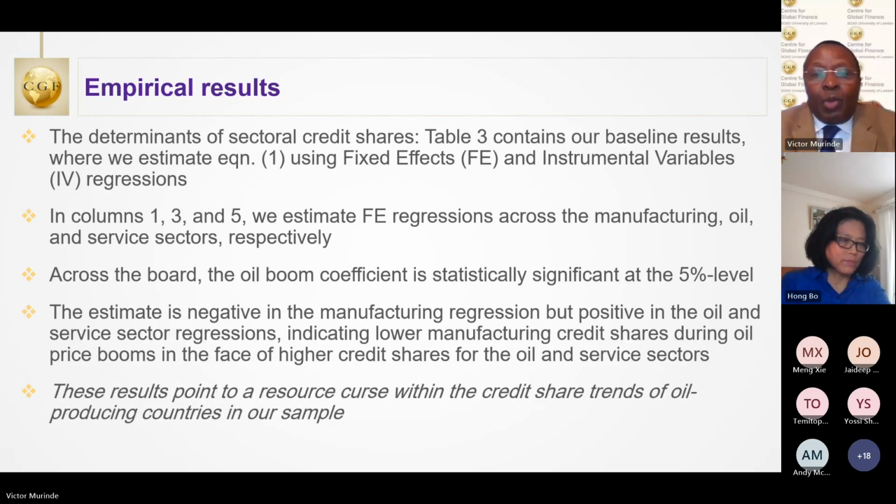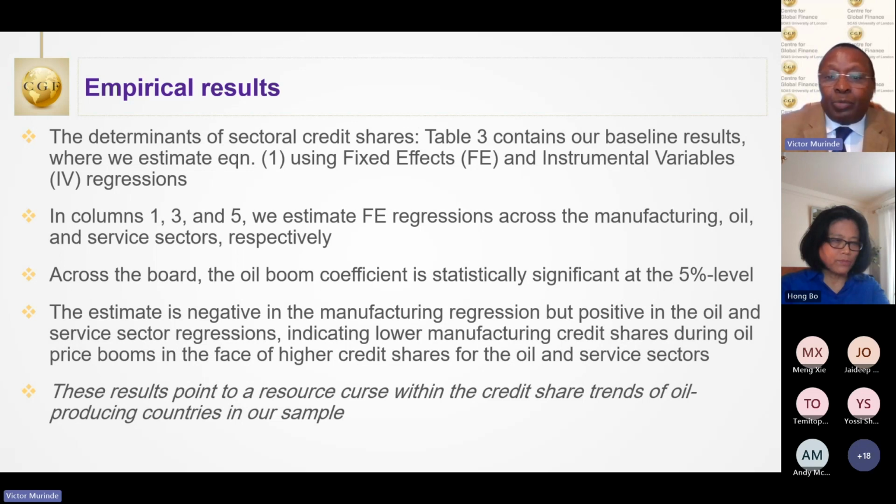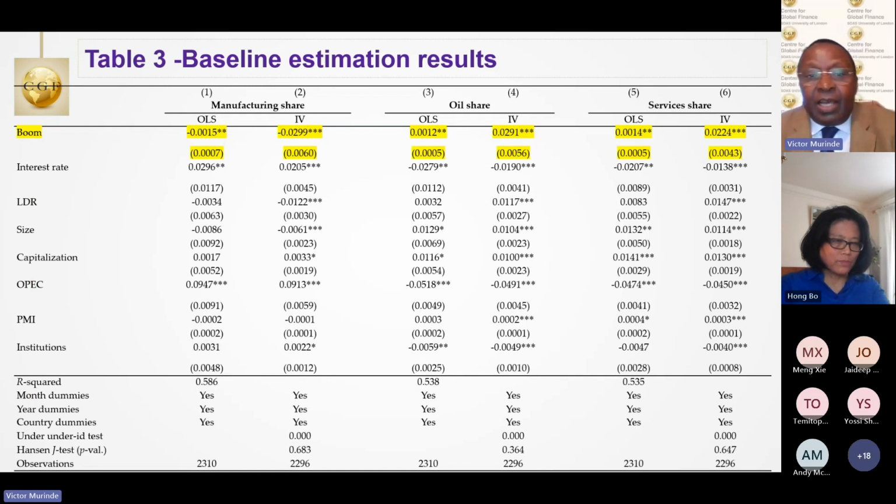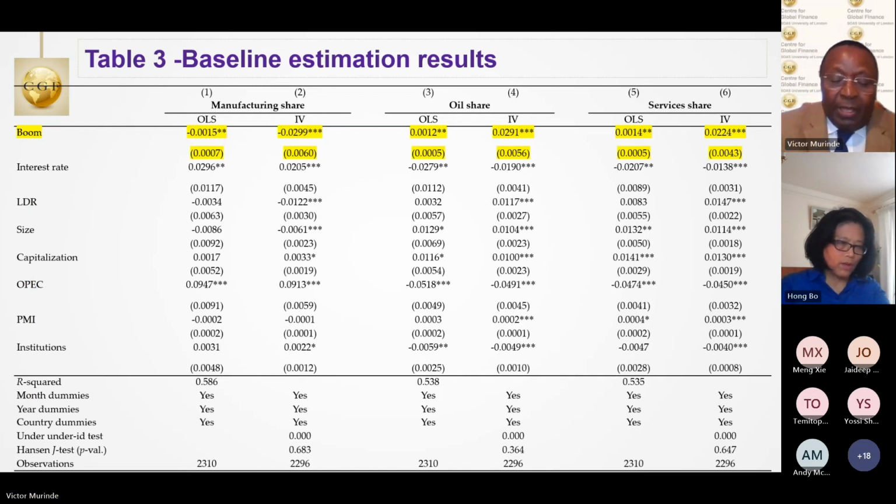Now, what about the empirical results? Let me share with you the empirical results, in the interest of time. This is the baseline estimation of results. We have equations 1 and 2. One is estimated by ordinary least squares, but we know there is a problem with that estimation technique. The second is instrumental variables, and that's what we focus on.